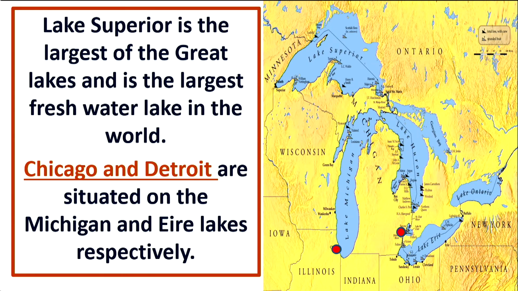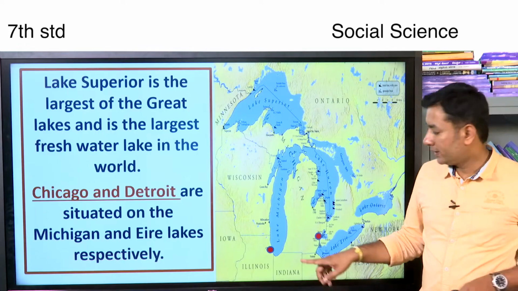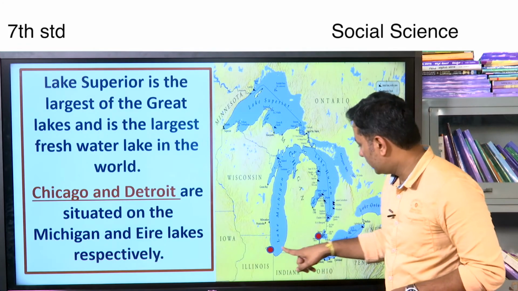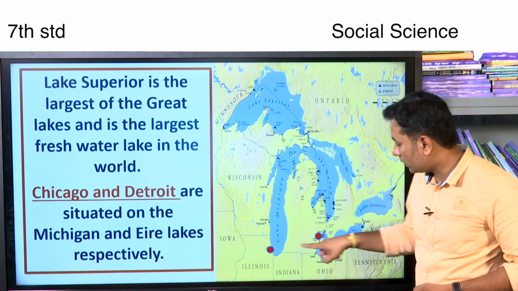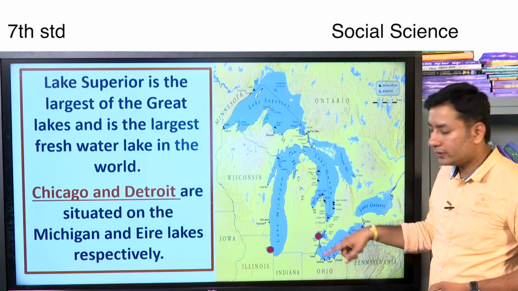Lake Superior is the largest of the Great Lakes and is the largest freshwater lake in the world. In the entire world, this is the largest lake you can see. Chicago and Detroit are situated on Lake Michigan and Lake Erie respectively. Here you can see Chicago, here you can see Detroit. At Lake Michigan, you can see Chicago. At Lake Erie, you can see Detroit.